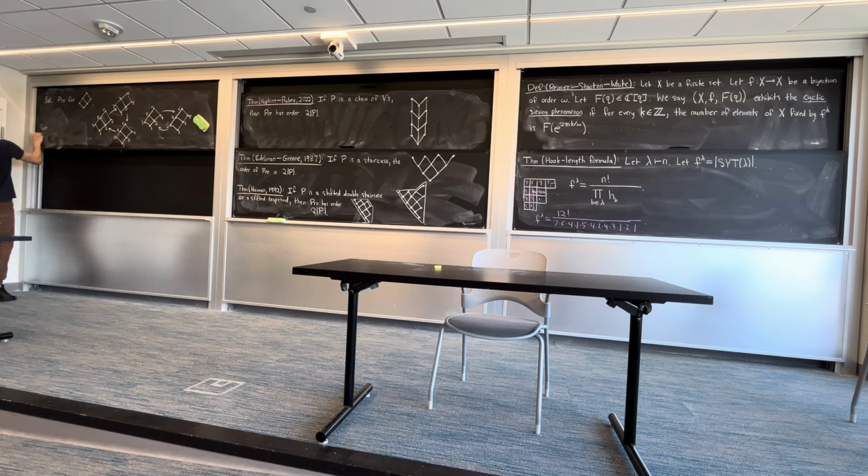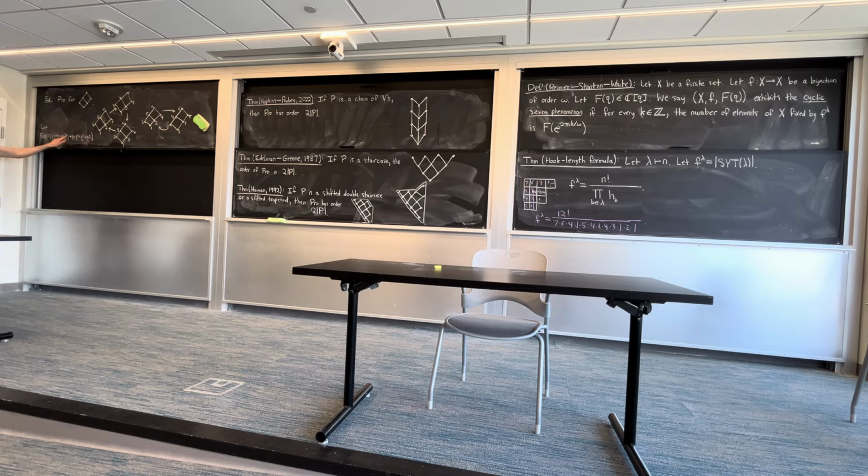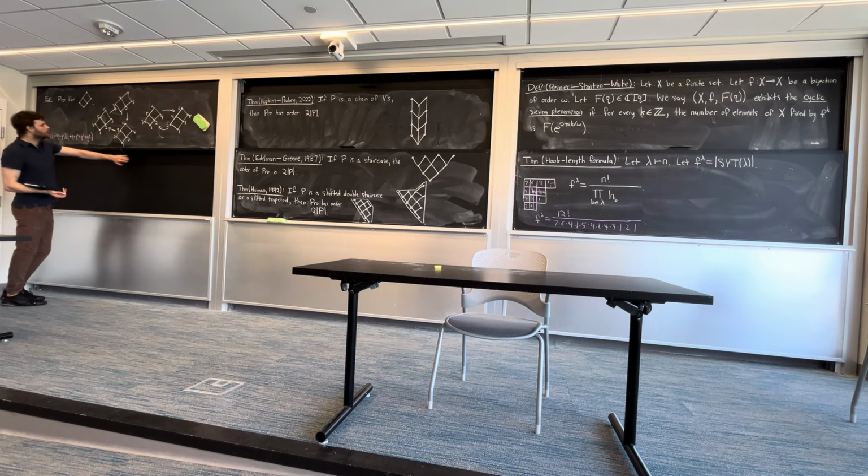Let f of q equal 1 minus q plus q squared times 1 plus q squared plus q cubed plus q to the 4th. Then you can check just by plugging in numbers.